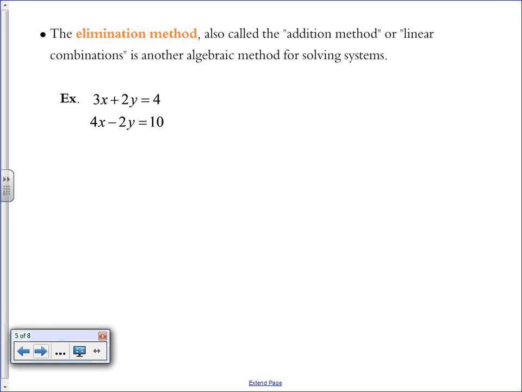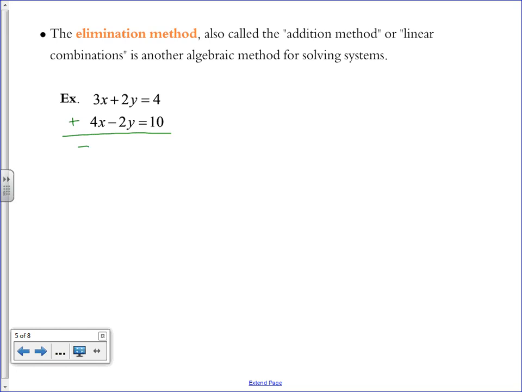Looking at the two equations as a unit together, you see that there's 2y in the first equation and a negative 2y in the second equation. And if I was to add these two equations together, the 2y and the negative 2y would actually cancel each other out, or eliminate, which is why this is called the elimination method. So I'm going to actually do that. Add these two equations together vertically.